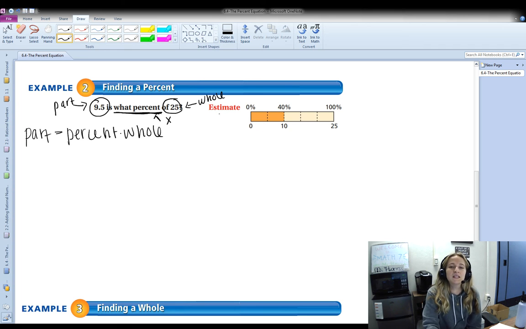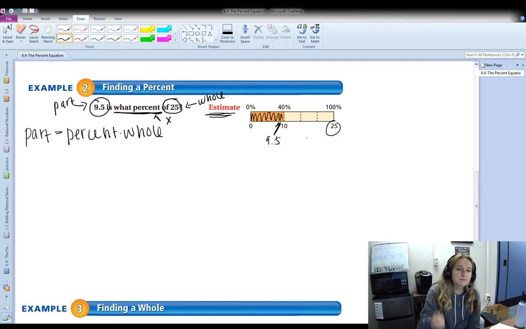Let's take a peek at this estimate, okay? This is just a bar graph, and it's telling you 9.5 is what percent of 25. Essentially in this bar graph, they use a prediction. So 9.5 would be right here, and if you see what percentage that would be out of 25, they do the shading and see that it should be somewhere around 40%-ish.